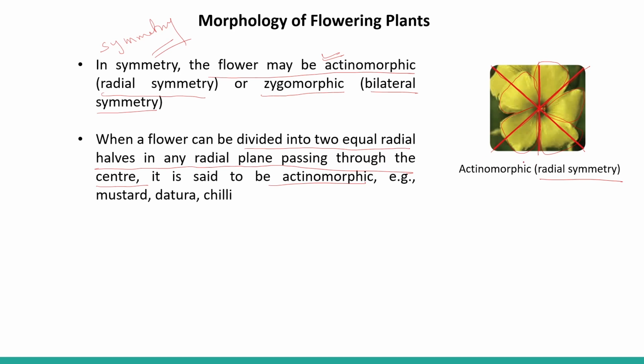And the flower which possesses radial symmetry is called actinomorphic. The examples are mustard, dhatura and chili. So this is very important from the examination point of view. Actinomorphic, having the radial symmetry.